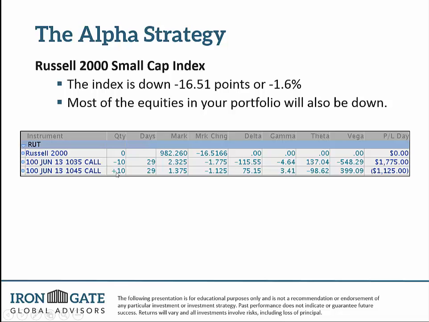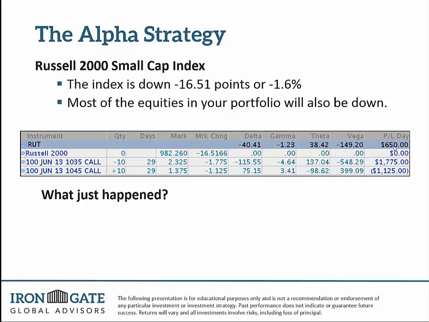But we have to pay money for buying this 1045 call. And anytime you buy a call and the market's down, or the underlying is down, you're going to lose money. So in this case, you made $1,700, close to $1,800 by selling the call, but you lost $1,100 by buying the call. That's the spread. So net, if you think about it, you're still up. In fact, you're up $650 on the day. So on a day when the market's down 1.5%, you're making $650.